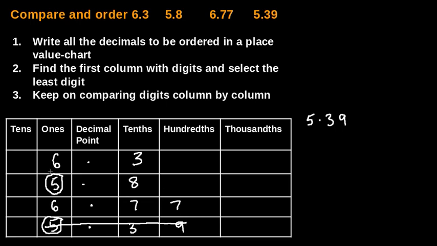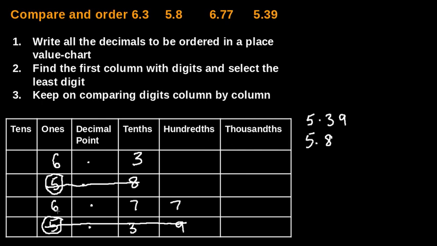So we go back and start the same process all over again. Compare the digits in the ones place. We have 6, 5, 6. Which is the least? 5. So we can just go straight ahead and write that. 5.8 will be the next decimal. Okay, we're done with that. We cross it out and then we begin the process again.